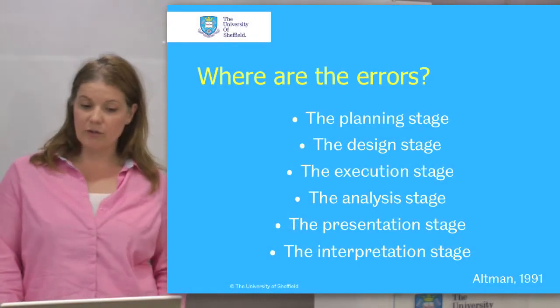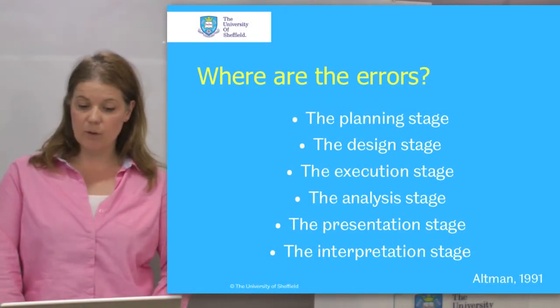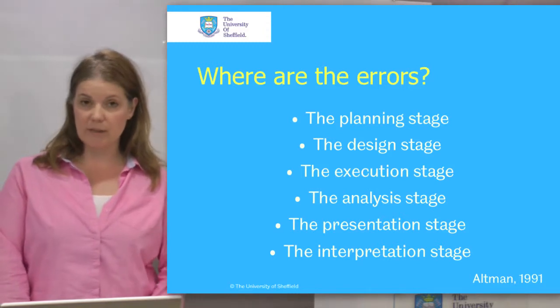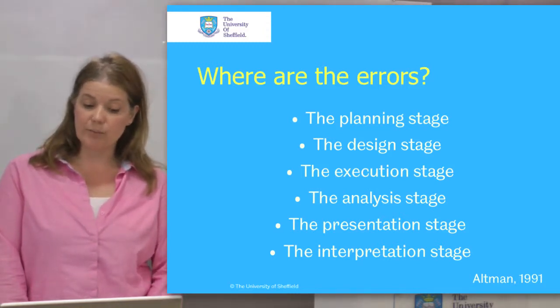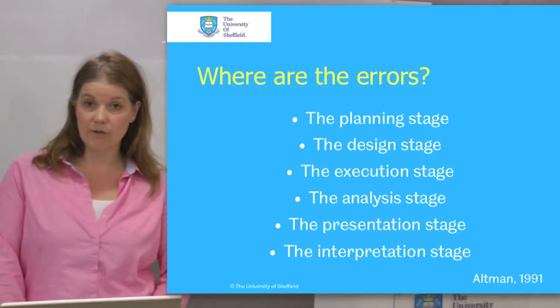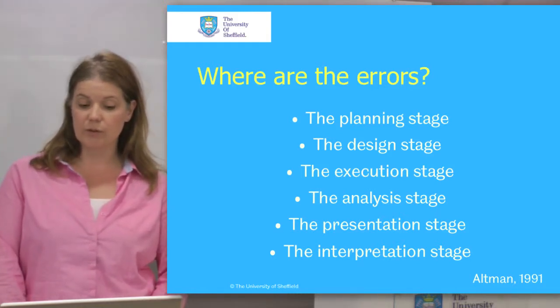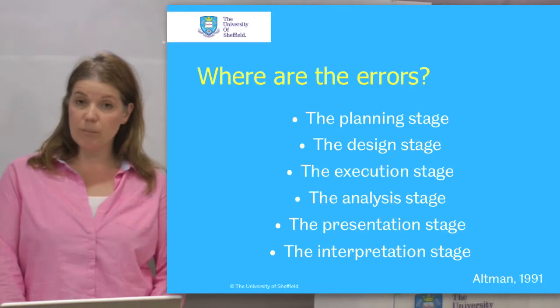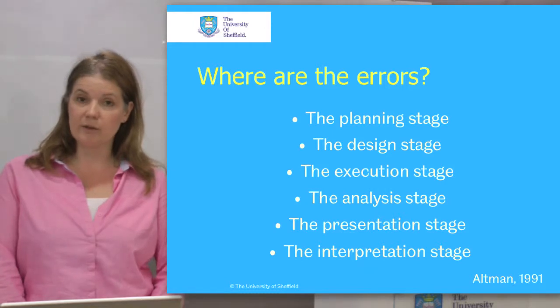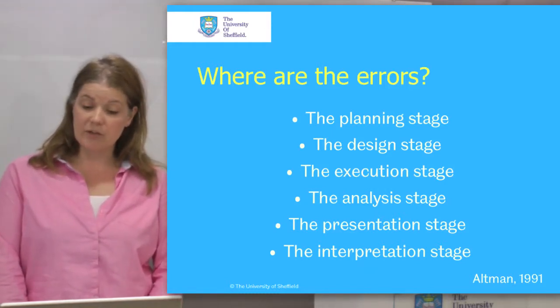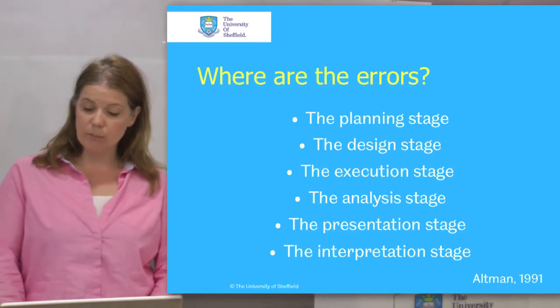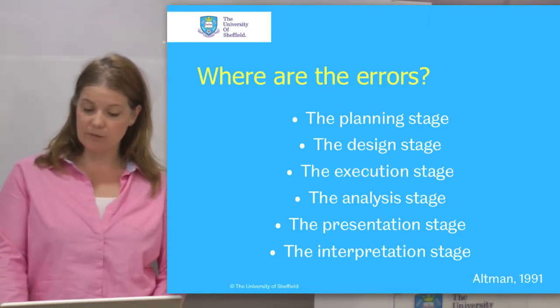So what I'm going to do is just take you through very quickly and very generally the kinds of design, execution, analysis, presentation and interpretation errors that we find within research articles. And if you want more detail on this, there's a great textbook by Altman, originally in 1991, although there is a second edition. It's in print still, and I suggest that this is a good start if you want more detail on these different types of errors.